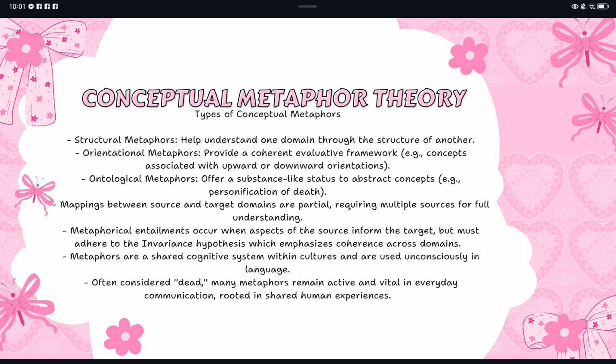So next is orientational metaphors. They provide a evaluative framework, like concepts associated with upward or downward orientation. These metaphors use spatial orientations to convey abstract ideas. For example, happy is up and sad is down, which help us understand emotions in terms of physical location.